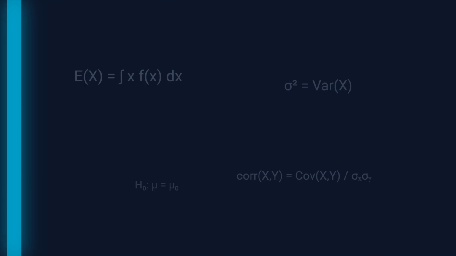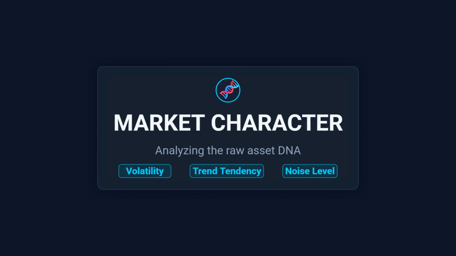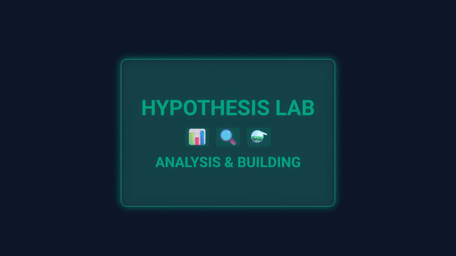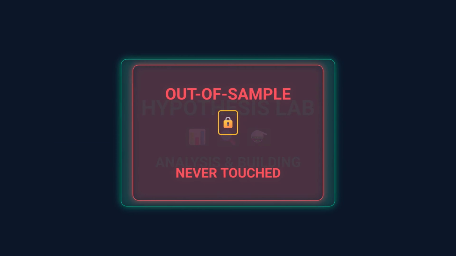Maybe EDA sounds complicated and scientific, but the idea is actually very simple. Before we test a strategy, we analyze the character of the market itself. However, there is another mistake that many people make during this stage. When you analyze a market, you should never use all available data. You should always split the data set into an in-sample period and an out-of-sample period. The in-sample data is used exclusively for analysis and hypothesis generation. The out-of-sample data remains completely untouched.